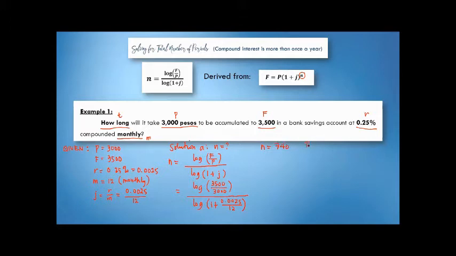But this is not the final answer, because we are looking for the time or the term in years. So alam natin na ang m times t is equal to n. So given tayo ng m, na-solve na natin ang n. Ang formula for t is n over m.